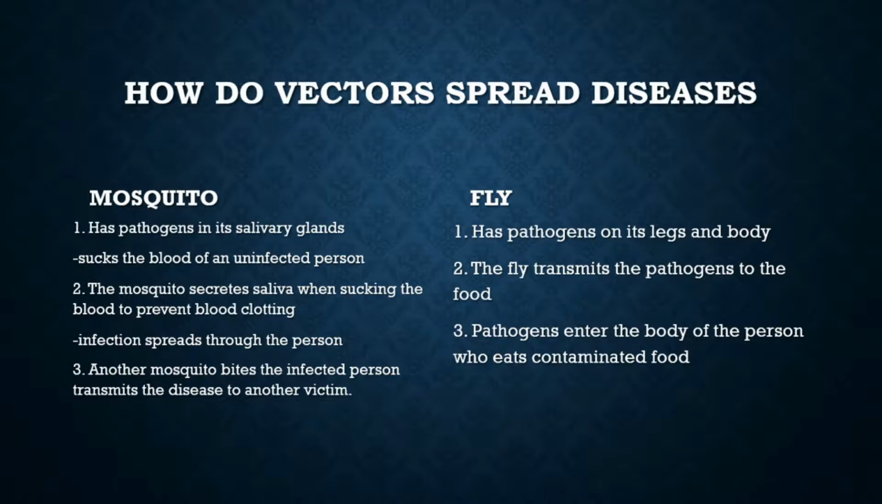For flies, first, the fly has pathogens on its legs and body. Second, the fly transmits the pathogens to the food. Third, the pathogens enter the body of the person who eats the contaminated food.